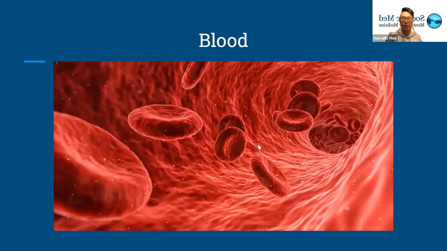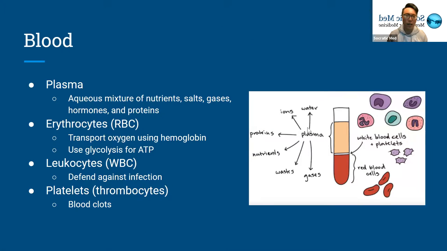All right, so finally, I'm going to go over what the blood vessels carry. The blood is actually made up of a bunch of different stuff. It's not just red blood cells. The liquid part, the plasma, is made of a mixture of nutrients, salts, gases, hormones, and proteins. So everything that the tissues may need mixes into the fluid in the blood, and that's the plasma.